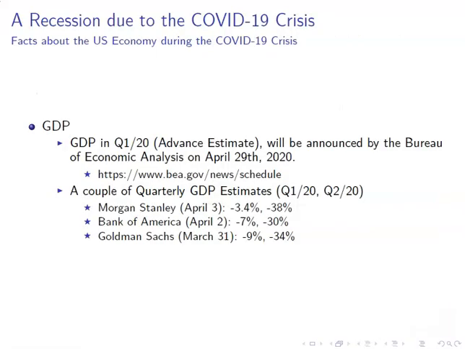Instead, we have a couple of quarterly GDP estimates for the first and the second quarters of 2020. For example, Morgan Stanley estimates that GDP in the first quarter would be negative 3.4% and GDP in the second quarter would be negative 38%. Wow. So, GDP would be negative for more than 2 consecutive quarters.